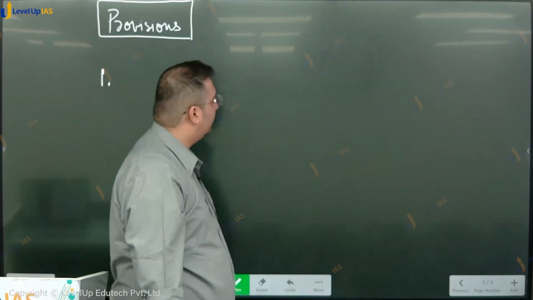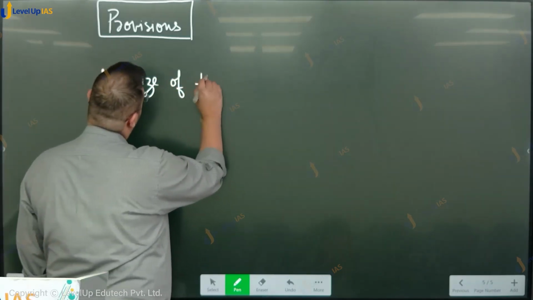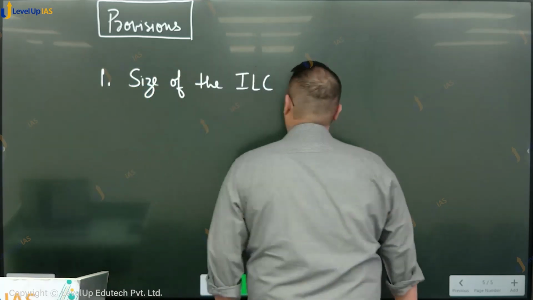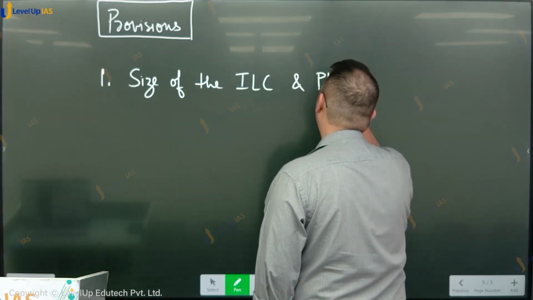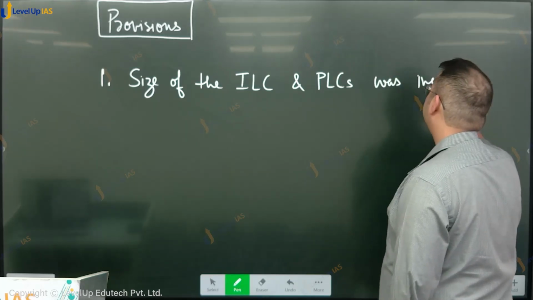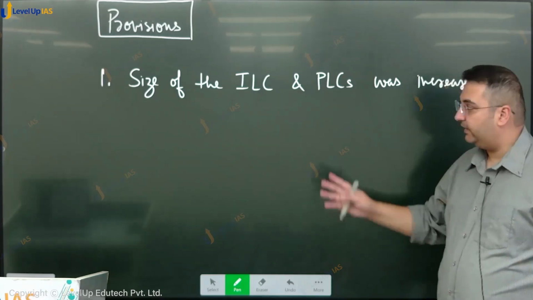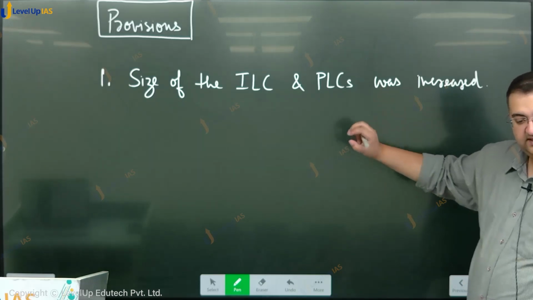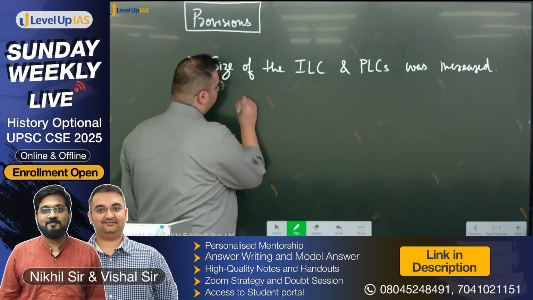First of all, the size of the Imperial Legislative Council, that is the Central Legislative Council, and Provincial Legislative Councils was increased. Okay? So once Imperial Legislative Council and several Provincial Legislative Councils, their sizes will be increased. Write down all the points.